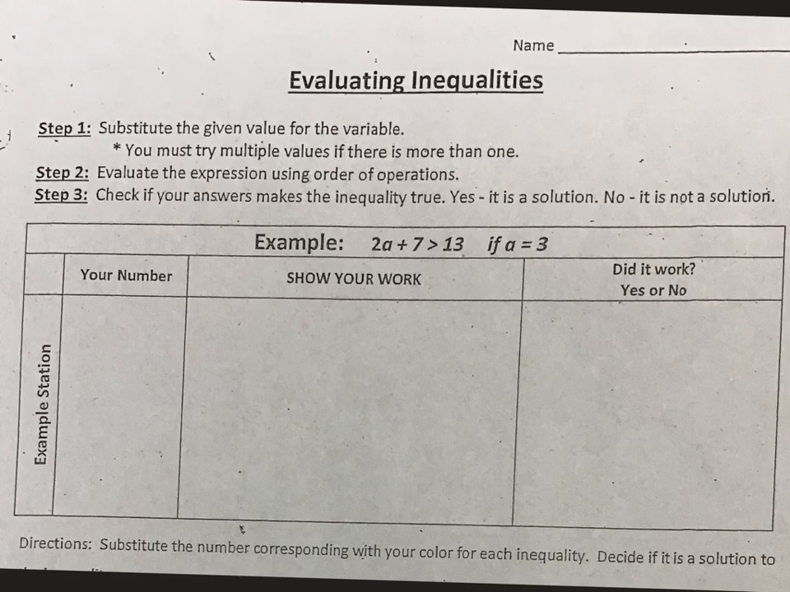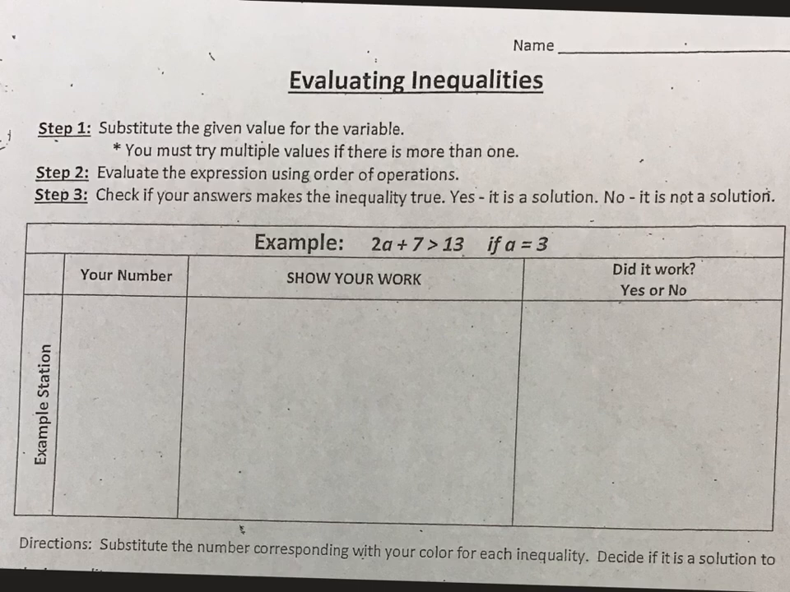It says you're going to substitute the given value for the variable. So there's usually a value that they give you, and you're going to substitute that in. And in this case, we're going to substitute it into an inequality. And it says you must try multiple values if there's more than one. Step two is evaluate the expression using order of operations, so solve the problem. And then next you're going to check to see if your answers make the inequality true. If yes, then it is a solution. If no, then it is not a solution.